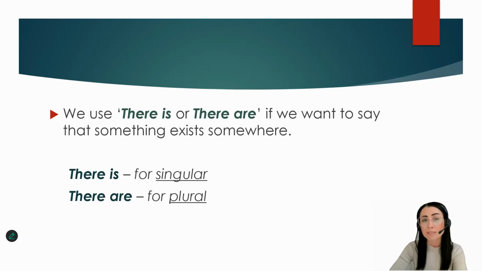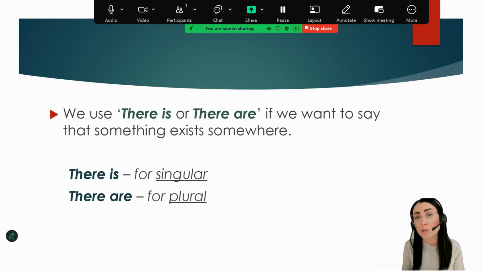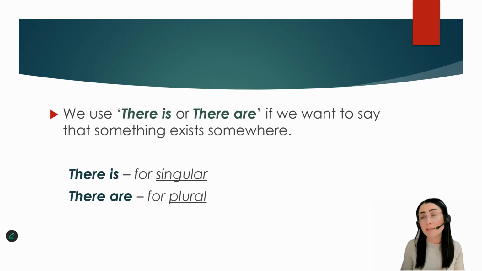We use there is or there are if we want to say that something exists somewhere. There is for singular, there are for plural. So, literally, if I want to say that a TV exists in the room, I would say there is a TV in the room for singular. If I want to speak about two TVs, I would say there are two TVs in the room.